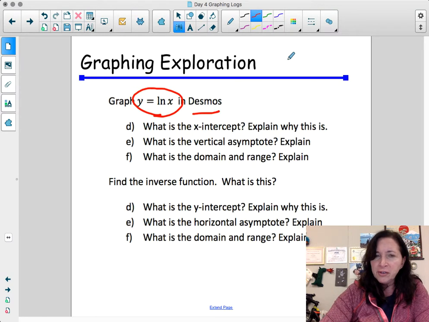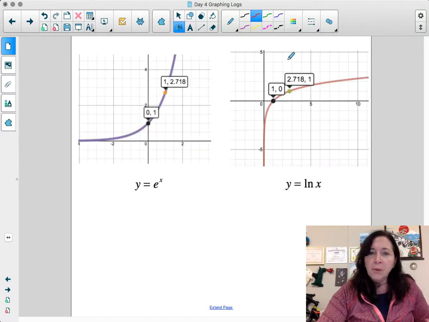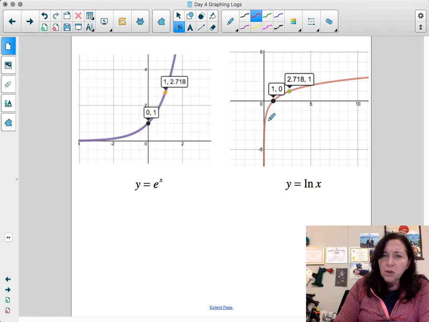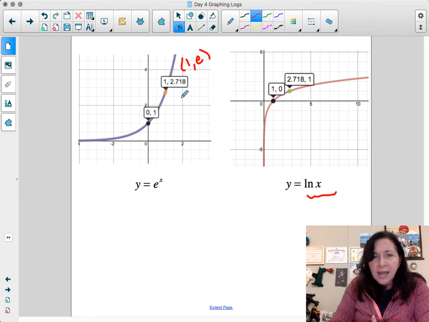Likewise, if you just graphed y equals ln of x in Desmos or on your graphing calculator, remember, ln of x is the inverse of e to the x power. The point 1 comma e is the same as 1 comma 2.718. And so these are inverses of each other. 0, 1, inverse, 1, 0. 1 comma e, inverse, e comma 1.